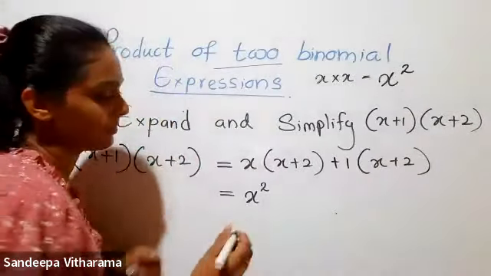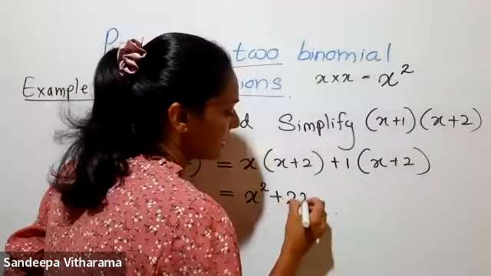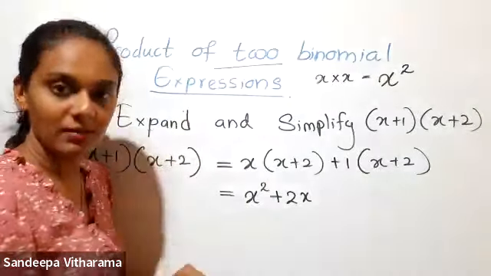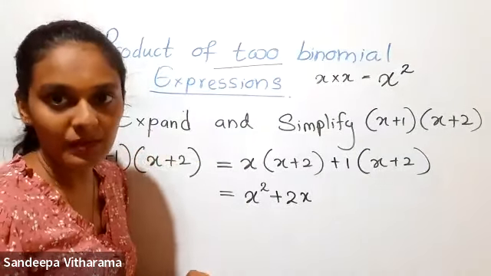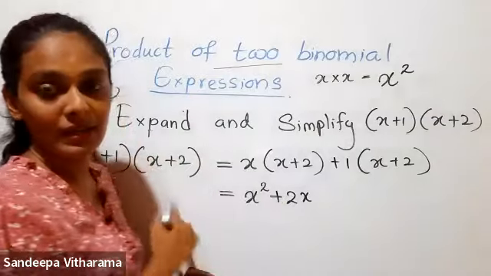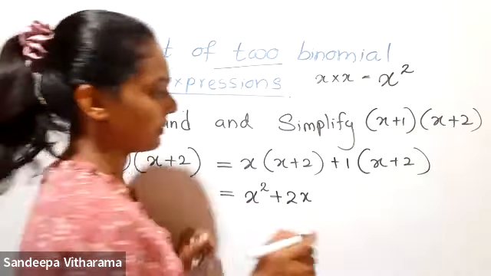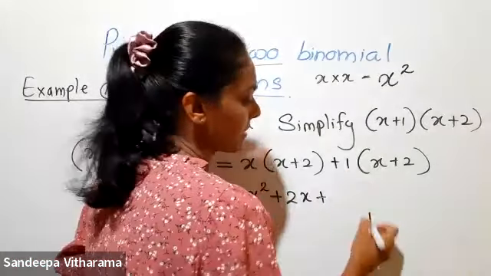x into 2 should be written as 2x, because in maths we have to give priority to the number when there is a product between an algebraic term and a number. Okay, then 1 into x.